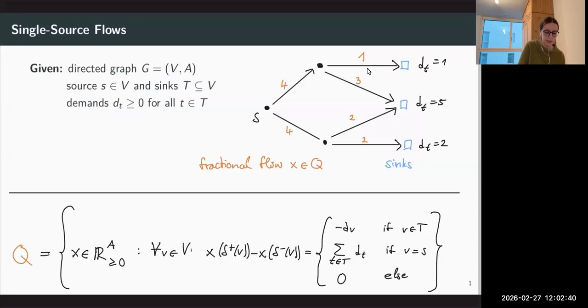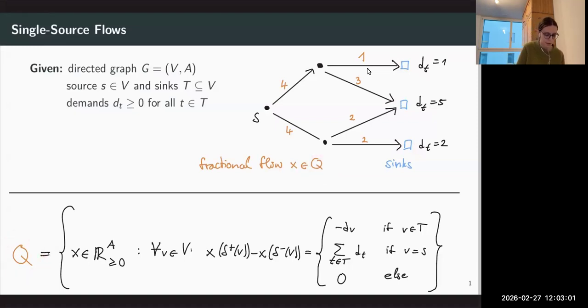Now what you can see here in orange is a fractional flow sending the required demand from the source to each of the sinks. So we are sending whatever demand we need. One way of describing the set of all feasible flows here, the set Q, is that we can describe this as a polytope.